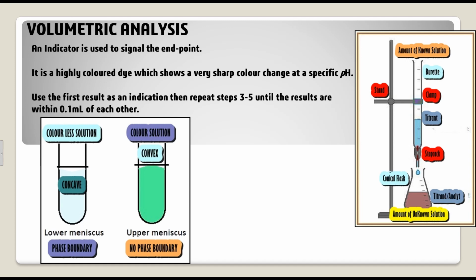So, one more explanation. There are two types of solution you can see in the burette.